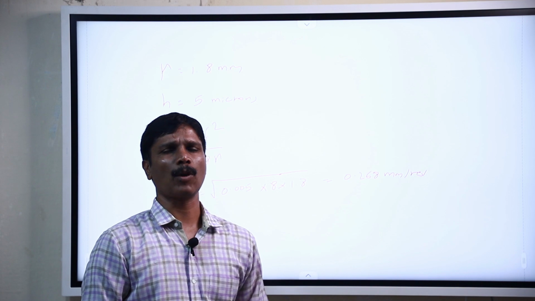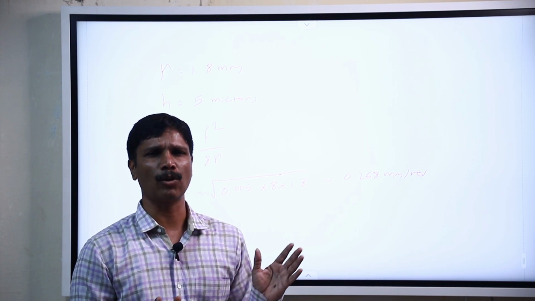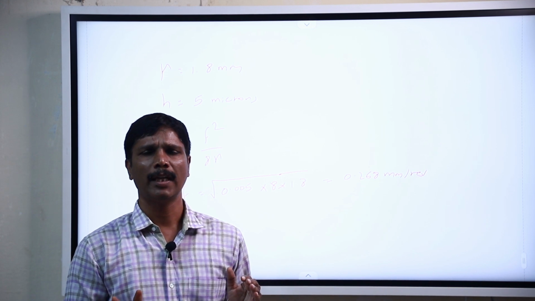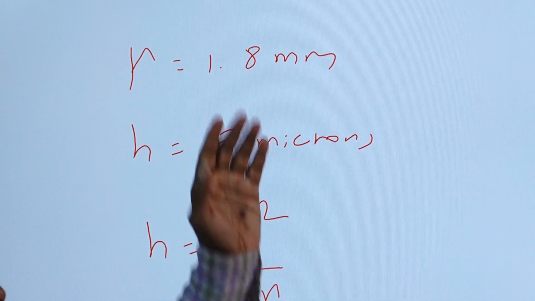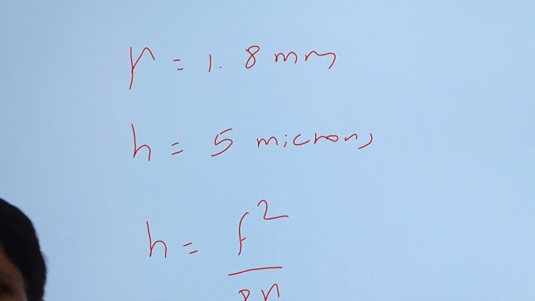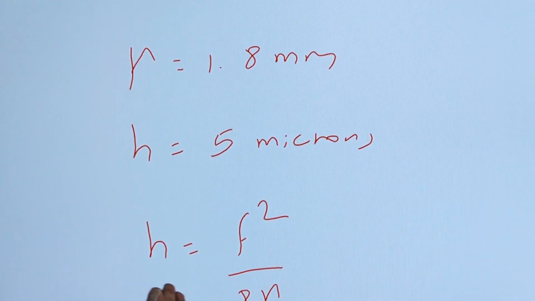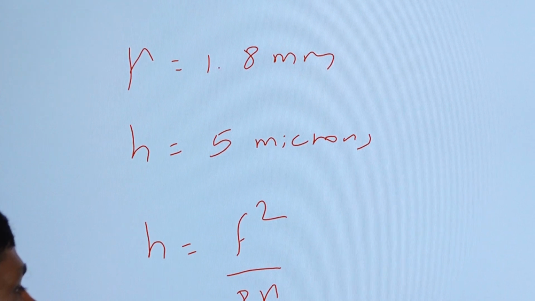This is the nose radius problem, nose radius and feed. The relation between nose radius and feed is given by h, the height of the unevenness, equal to f squared by 8r. So r is given, this nose radius is 1.8 mm, h is 5 microns, and h equals f squared by 8r. Therefore f equals the square root of 0.005.